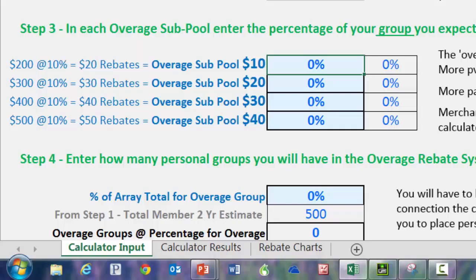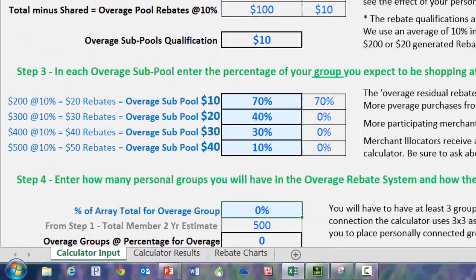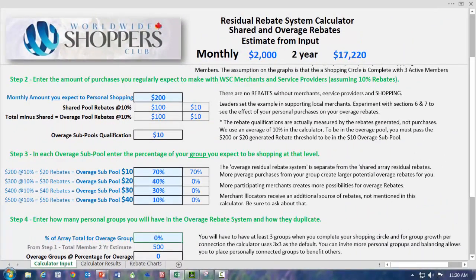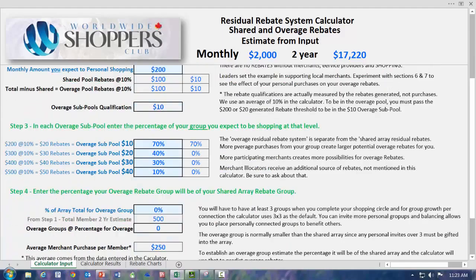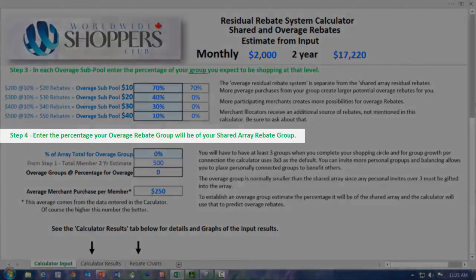And what I'm going to put in here is 70%. All right, how about the $20? Let's put in 40%. And then the $30 subpool would be 30%. And the people making it all the way into the $40 subpool in your whole group, let's suppose, is only 10%. Okay, numbers still haven't changed. Now we need to enter this last piece of information. Step 4, enter the percentage your overage rebate group will be of your shared array rebate group.